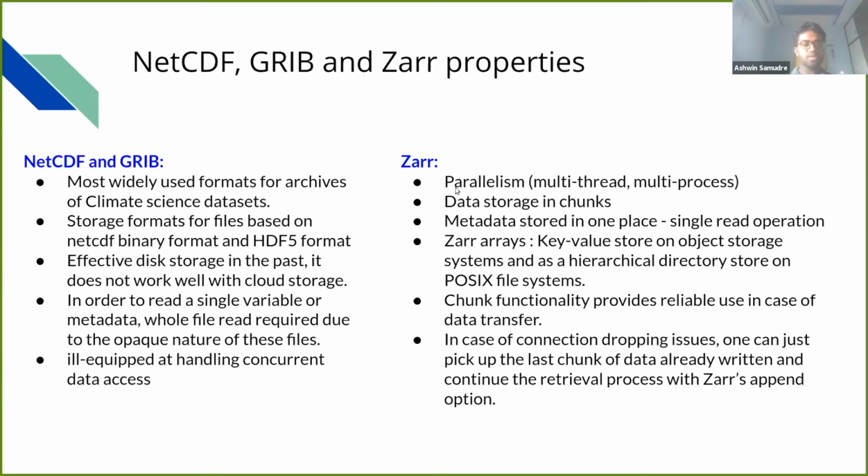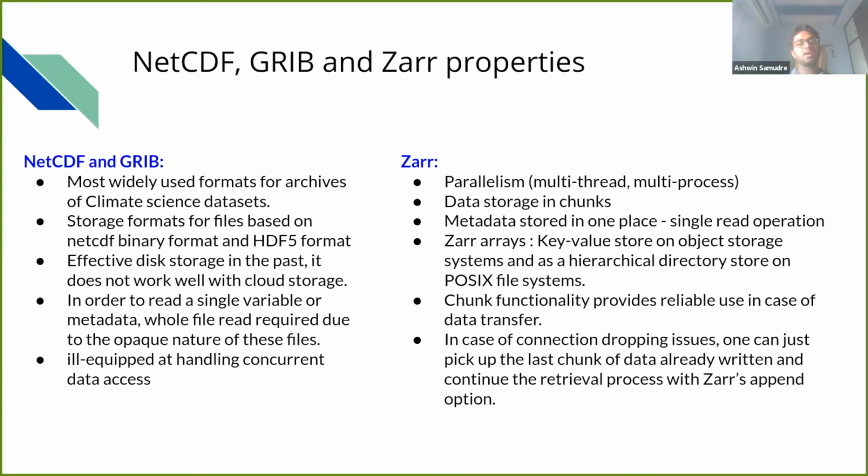Also, in order to read a single variable or metadata, a whole file read is required. So this is a really inefficient thing, and we don't want to do that. This happens mainly due to the opaque nature of these files. Also, the NetCDF and GRIB formats are ill-equipped at handling concurrent data access. So there are many issues currently faced with NetCDF and GRIB.